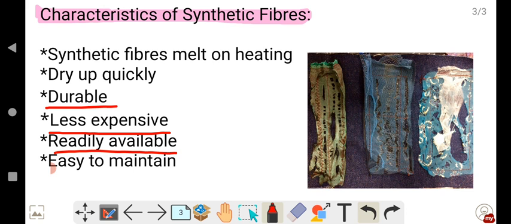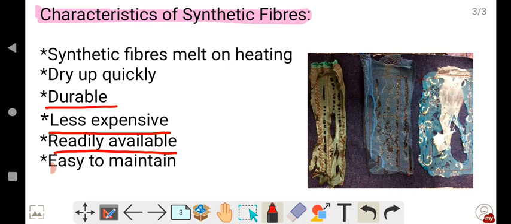When you put the clothes out to dry, they will dry up quickly when compared to natural fabrics made of silk or cotton. When compared to cotton clothes, these synthetic clothes dry up quickly.